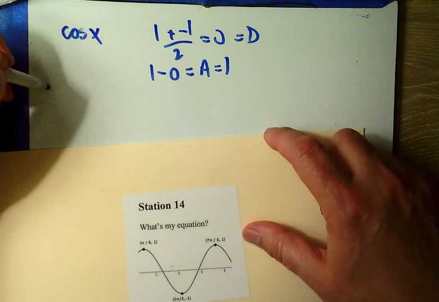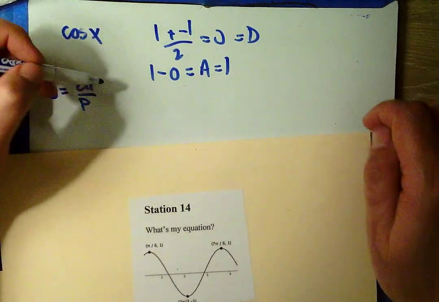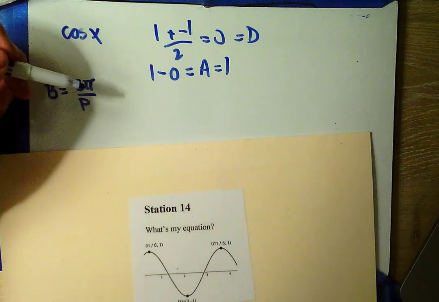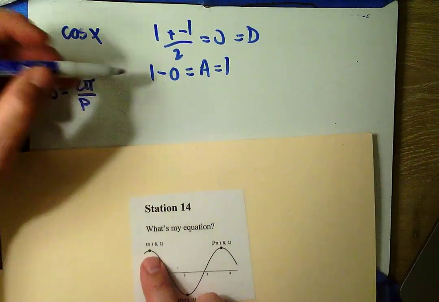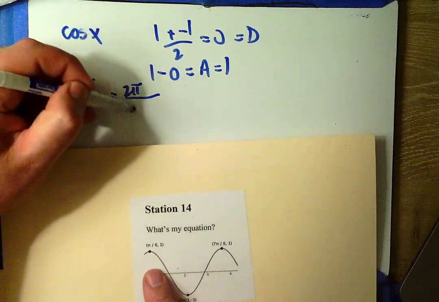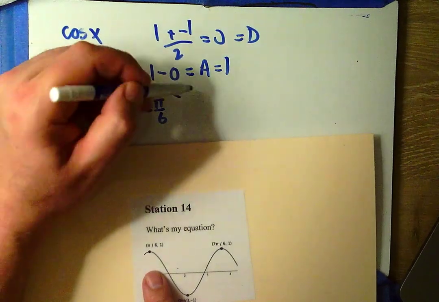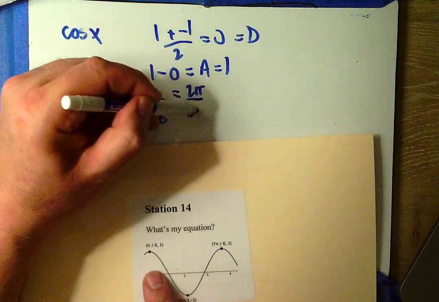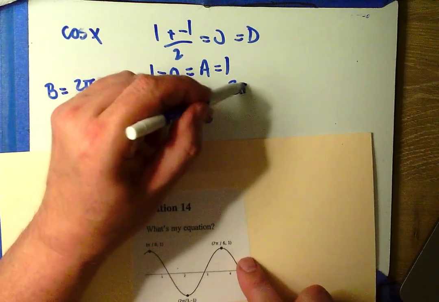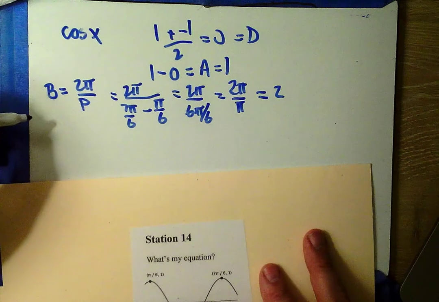Okay, so b, remember, is 2 pi over the period. And the period is this ending x value minus this starting x value. So we've got 2 pi over 7 pi over 6 minus 1 pi over 6. Well, that's 2 pi over 6 pi over 6, which is 2 pi over pi, which is 2. Our b value is 2.